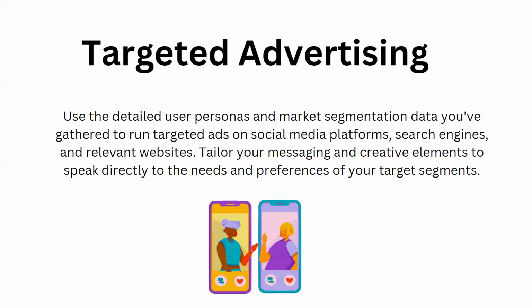So targeted advertising is another important one. Use the detailed personas and market segmentation data. We already have very clear and structured personas, and we already differentiate the markets. Based on the insight and the data you have gathered, run targeted advertisements on social media or search engines, YouTube videos, or traditional media like print media, newspapers, and many other things, right? Tailor your messaging and creative elements to speak directly to the needs and preferences of your target segments. So this is pretty important here.